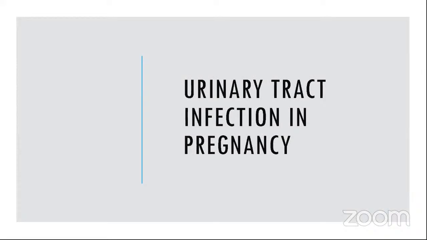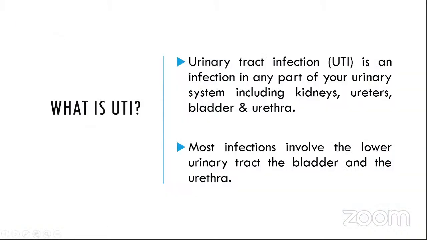Hello, friends. Today's topic is urinary tract infection in pregnancy. What is urinary tract infection? Urinary tract infection is an infection of any part of our urinary system, including kidneys, ureter, bladder, and urethra. Most infections involve the lower urinary tract, the bladder, and the urethra.